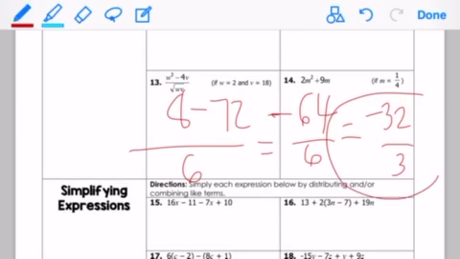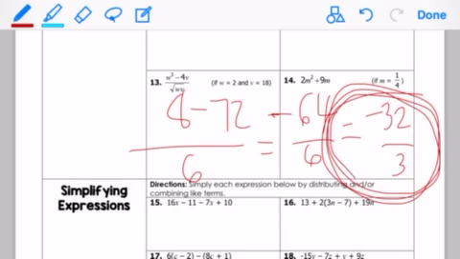Sorry, I was trying to figure out what my page was doing and doing math at the same time. All right. There we go. Okay.